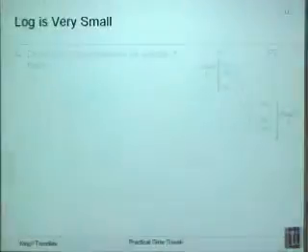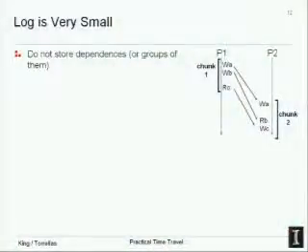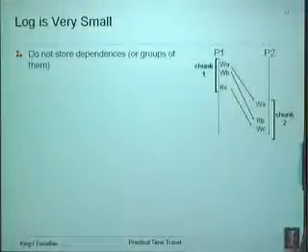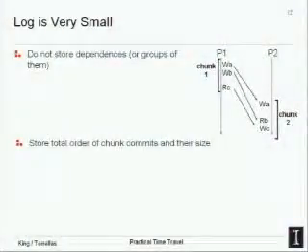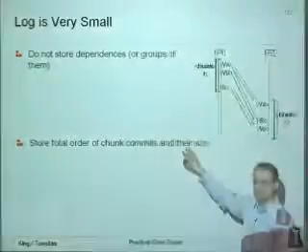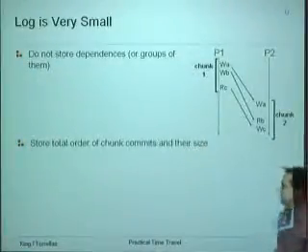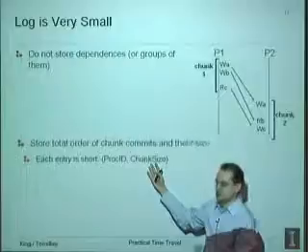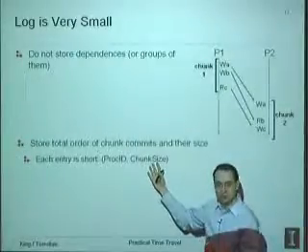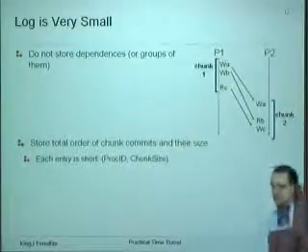Why is the log very small? Because I don't need to store arrows. I don't need to store dependencies. All I need to store is the order of chunk commits. In this transactional-based approach, the log is simply the total order of chunk commits and their size. Each entry will be very short: processor ID, and the number of instructions or the number of loads and stores, however I want to measure the size of a chunk.